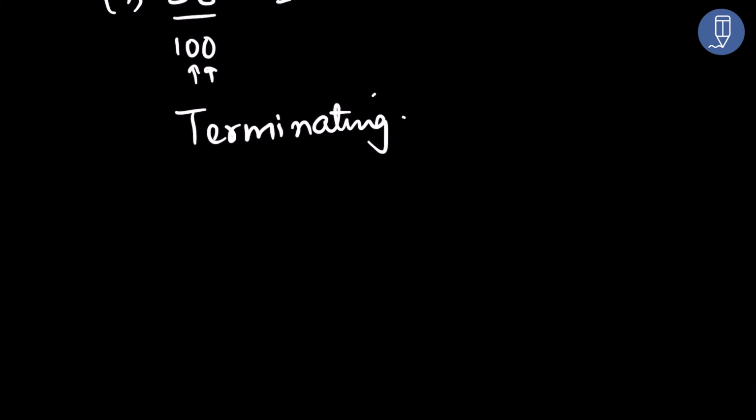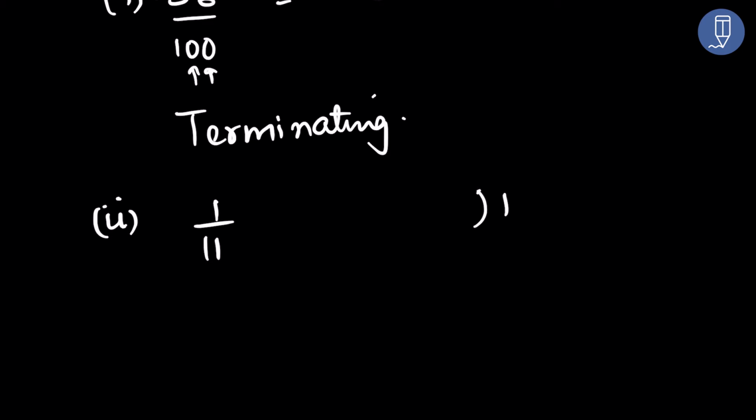Okay. Now, part 2, this is 1 upon 11. We do long division for this. Now, when we do 1 divided by 11, we write down 0. This becomes 10. Now, here 10 is smaller than 11. Do you agree? Yes. So, we need to have one more 0 here. For that, we put one more 0 here. Okay. Now, 11 into 9, 99. We get remainder as 1.